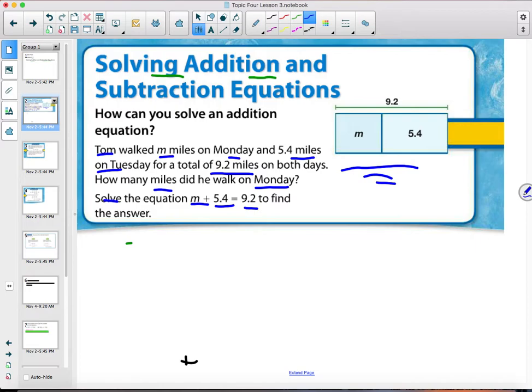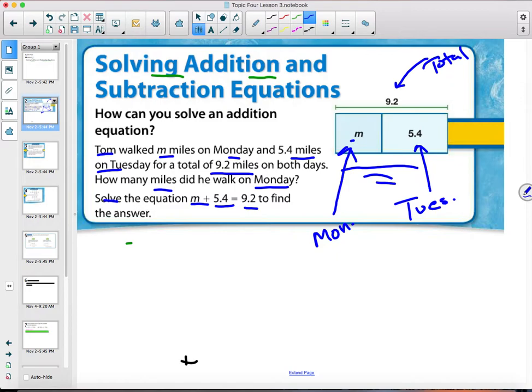What does the 9 2/10 represent? Chief? The total number of miles. Yeah, this is the total number of miles. What does the 5 4/10 represent? That's what, Carter? How many miles on Tuesday? Yeah, that's the Tuesday distance. What we don't know is the Monday distance, which is represented by the variable m.